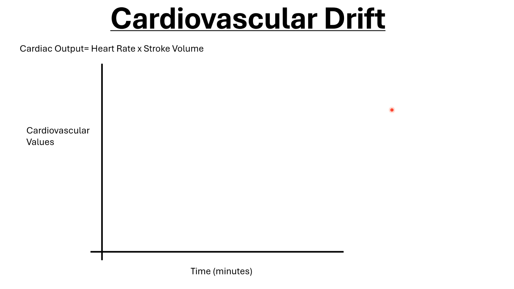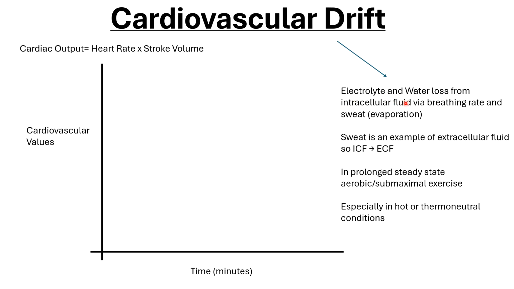Cardiovascular drift involves the loss of electrolytes and water from intracellular fluids via evaporation. So this is an example of how water can move from intracellular fluid, your blood for example, to extracellular fluid, which would be the sweat. This happens in prolonged steady-state submaximal exercise, such as running or long distance swimming, and especially in hot or thermoneutral conditions, so not hot or cold.